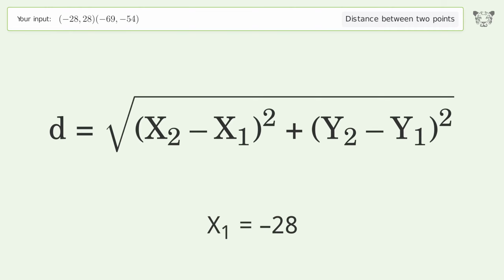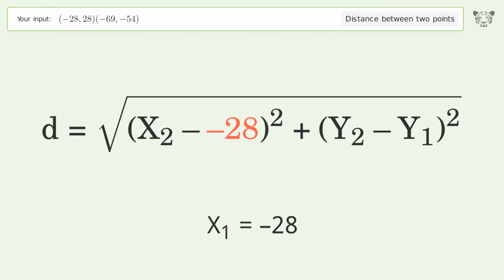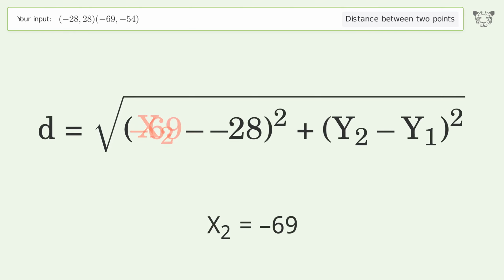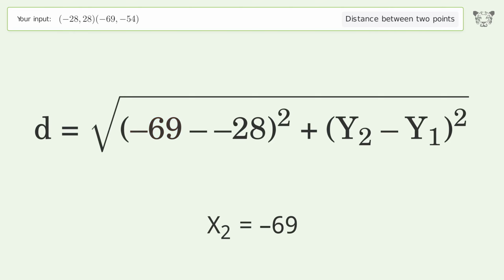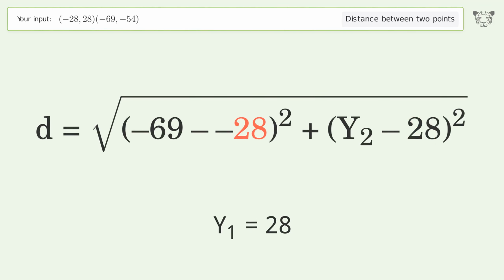x1 equals -28. x2 equals -69. y1 equals 28. y2 equals -54.